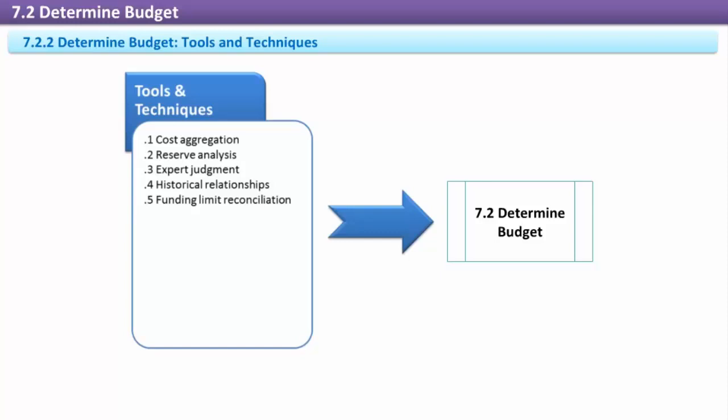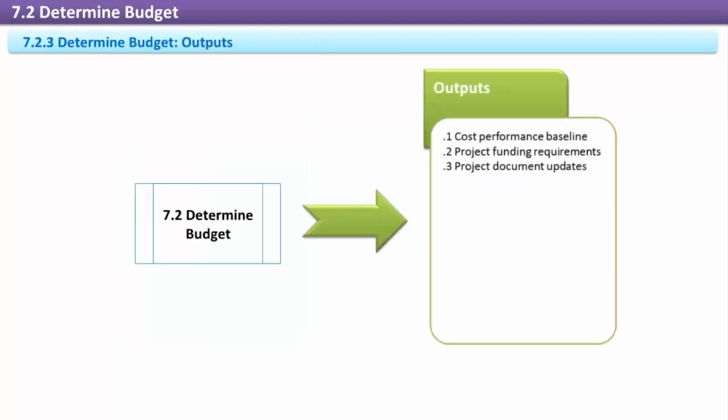Funding limit reconciliation. Funding limit reconciliation matches the project's planned need for funding with the organization's ability to provide that funding. It can be thought of as resource leveling for finances because it reschedules activities to make sure that the budget for the scheduled activities does not exceed the available budget for that period. Determine budget. Outputs. Cost performance baseline.